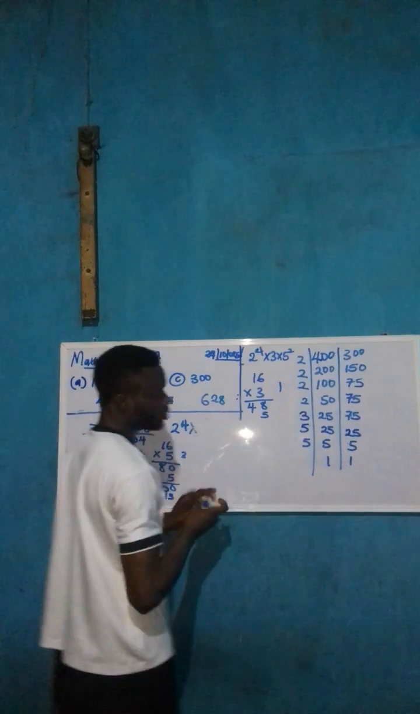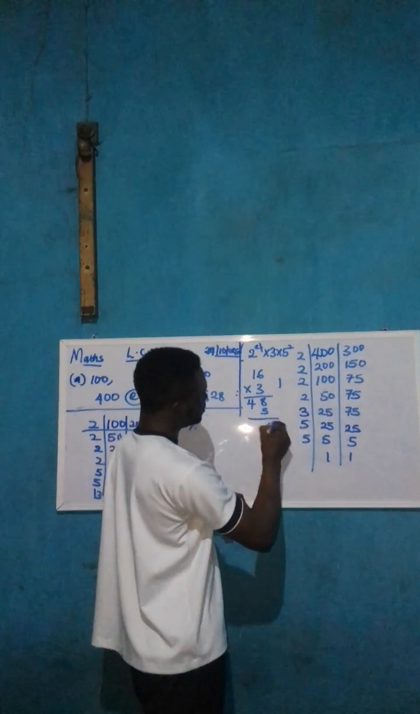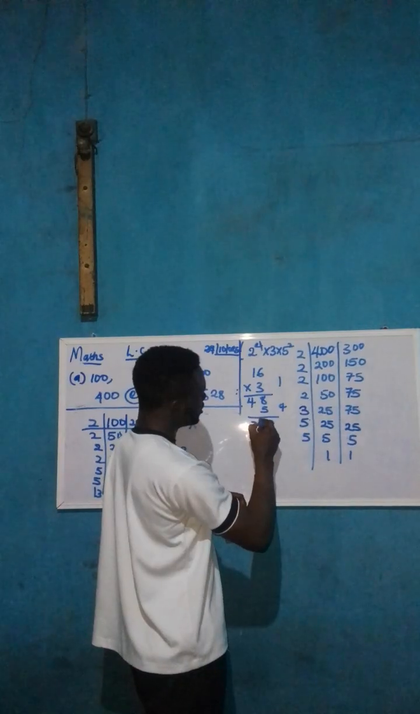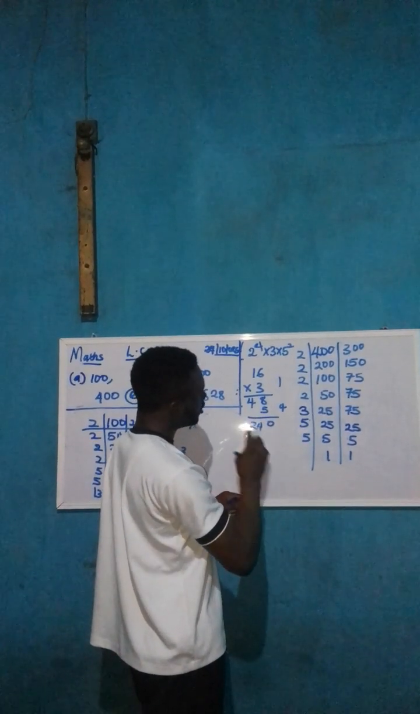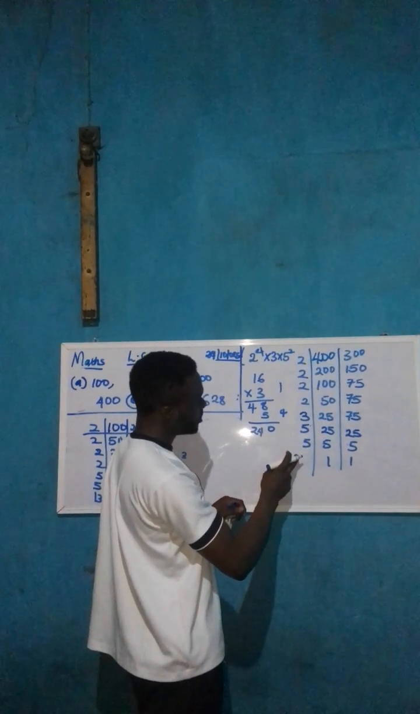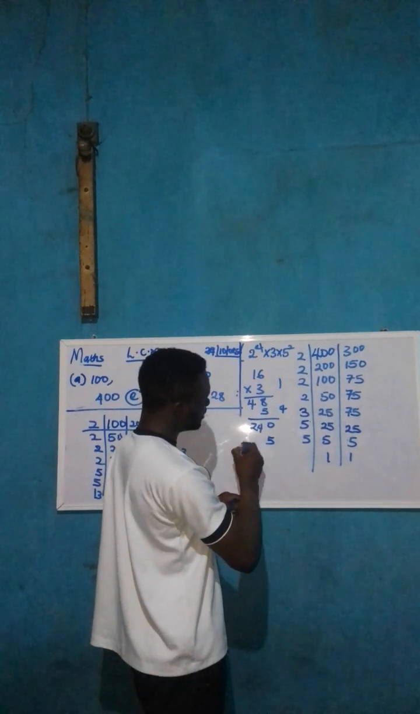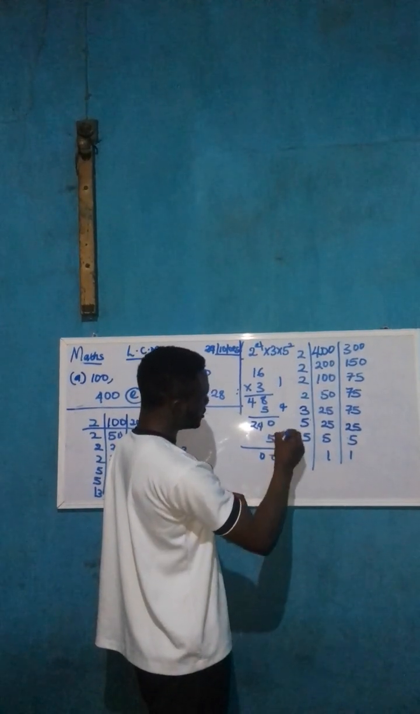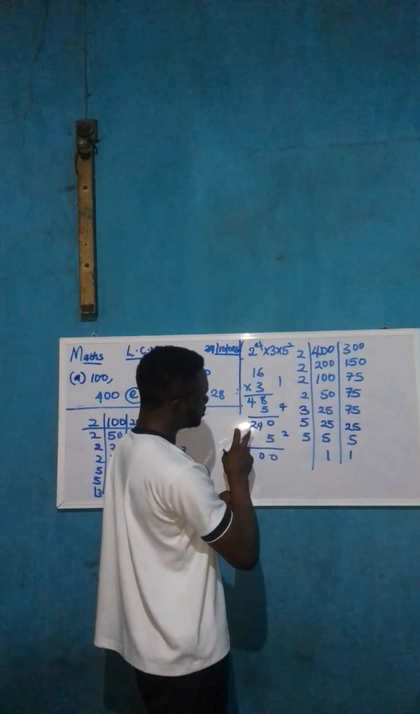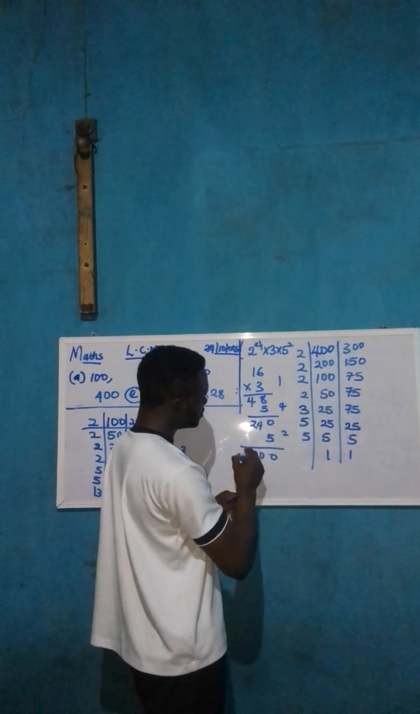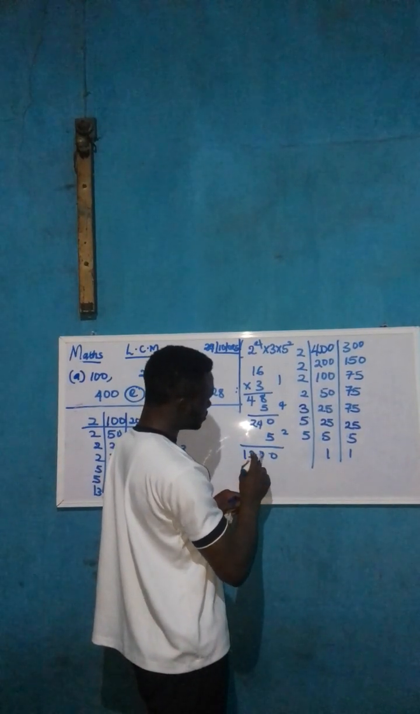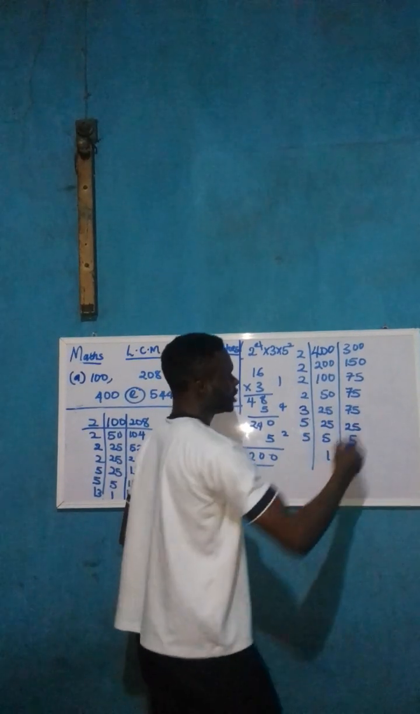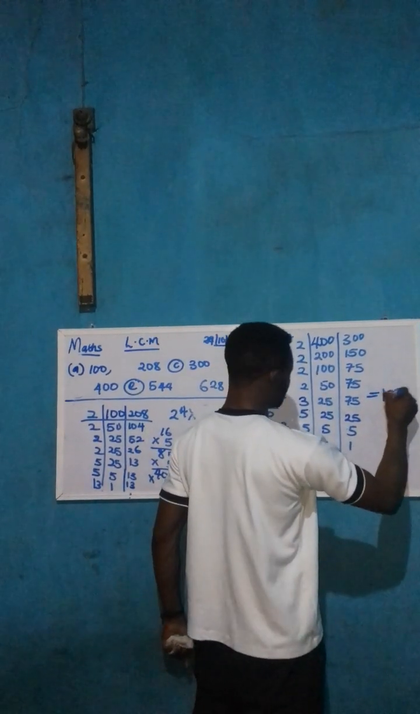8 times 5 is 40, right? So we say 0 carry 4. 4 times 5, 20 plus 4 gives us 24. So 240. Times 5, okay, we say another 5. So 5 times 0 gives us 0. 5 times 4, 20, right? 0 carry 2. 5 times 2, 10 plus 2 will give us 12. So we have about 1,200. So the LCM of 400 and 300 is equal to 1,200.